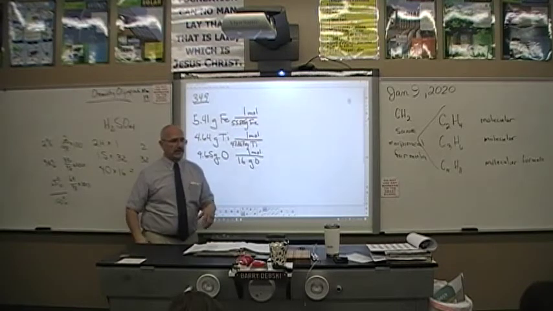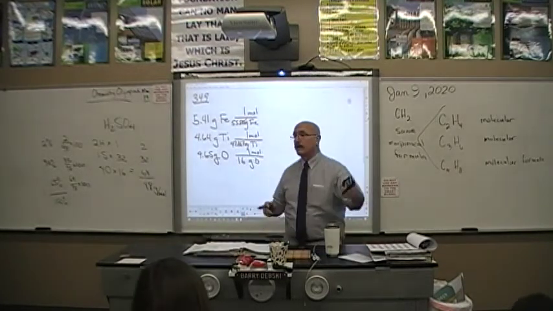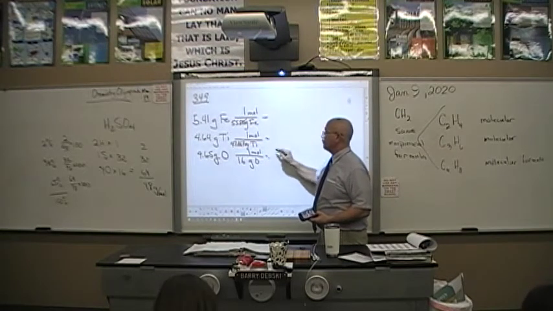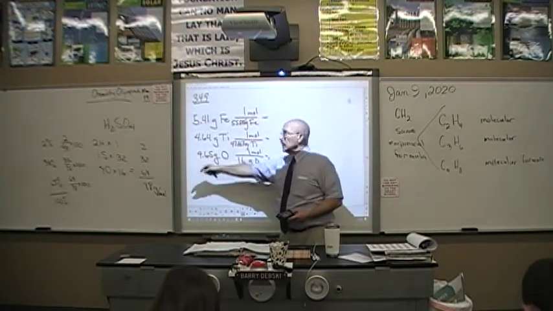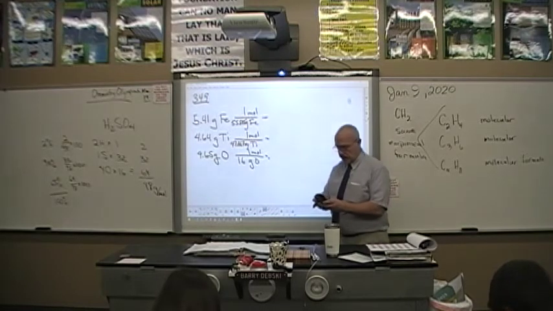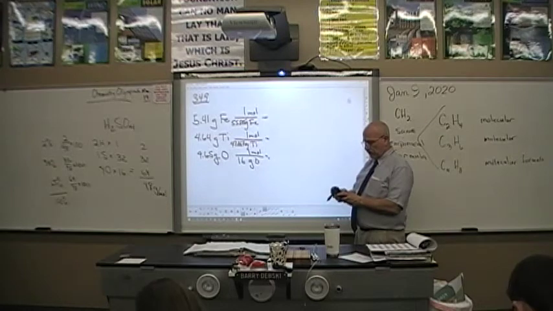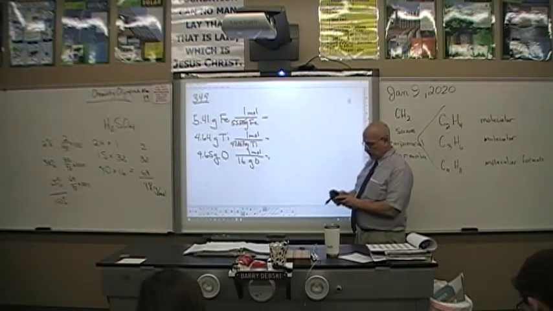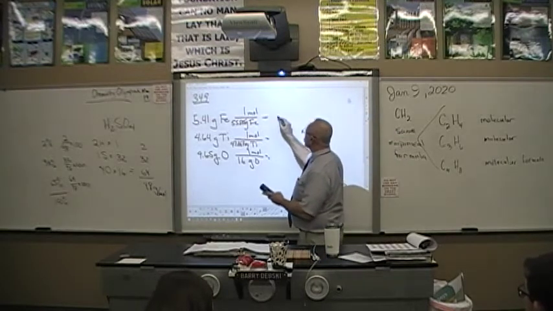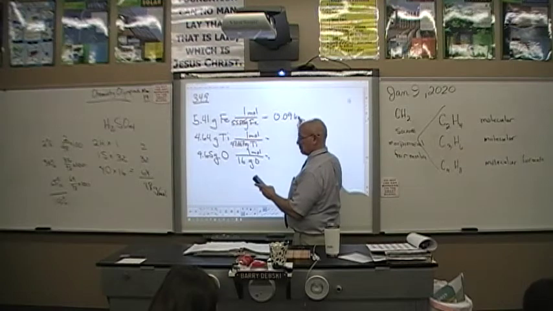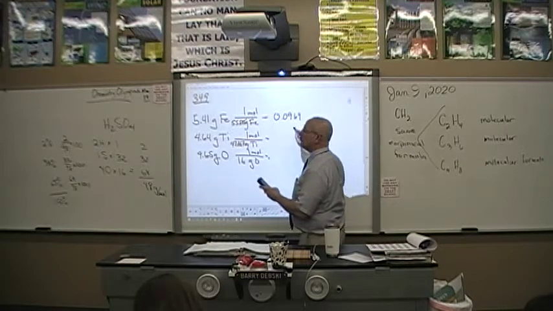Okay, so the first step is grab your calculator, change all 3 of these into moles. So the next column is going to be the number of moles. So I've got the grams, I've got the molar masses, and then we're going to calculate how many moles of each of these. So 5.41 divided by 55.846 is 0.0969. I'm going to leave a few decimals here.